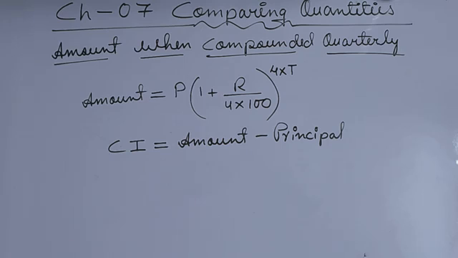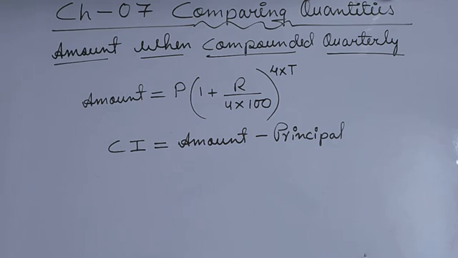In the last video class we completed our exercise 8.3, which was comparing quantities, and we discussed compound interest. In that we discussed two formulas. The first formula was for when we calculate the compound interest annually, and the second formula was for the amount when we calculate the compound interest half-yearly. Today we are moving to one more topic under compound interest, that is when we calculate the compound interest quarterly. What does quarterly mean?